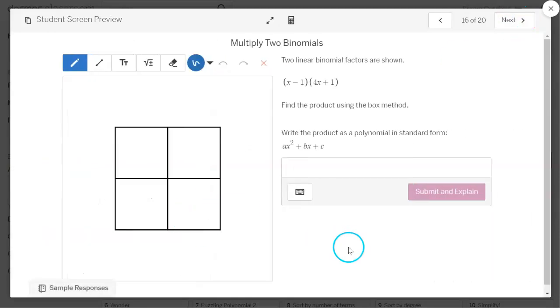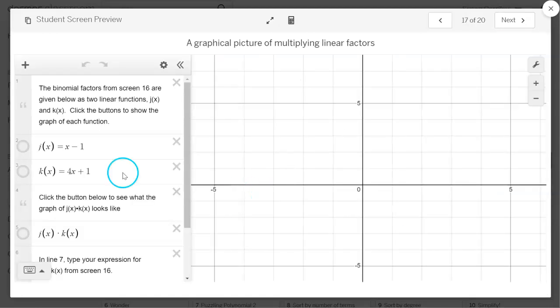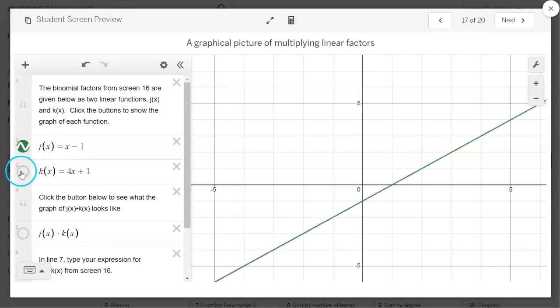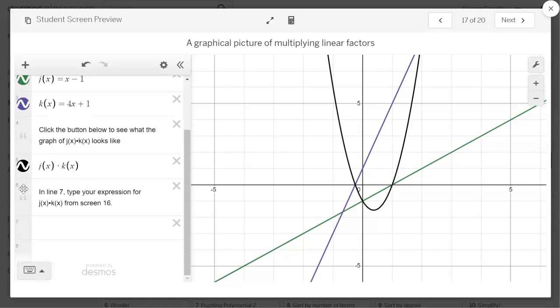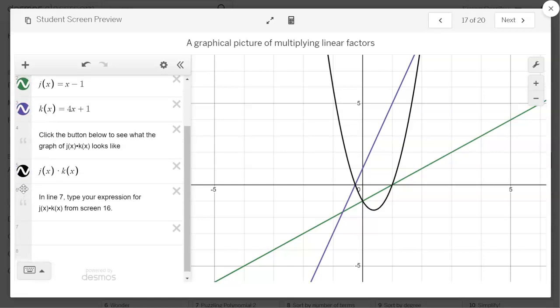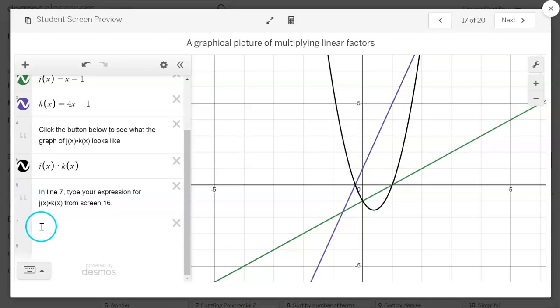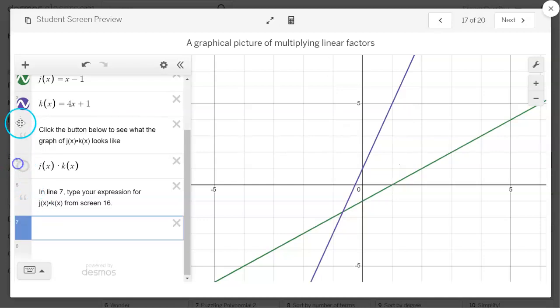Now we're going back to the box model, so we're going to write the product of two binomials using the box method, and the product will be a trinomial in this case. And then they'll do the same thing here. J and K were the two binomials. J of x times K of x is the product of the two binomials, which was a quadratic, and then they should have the same here.